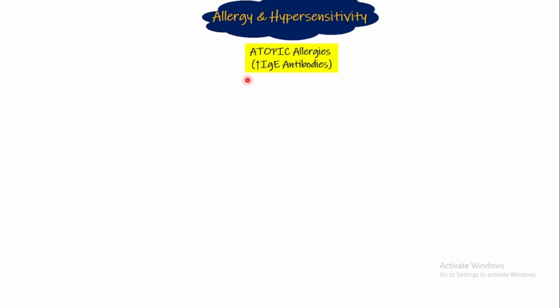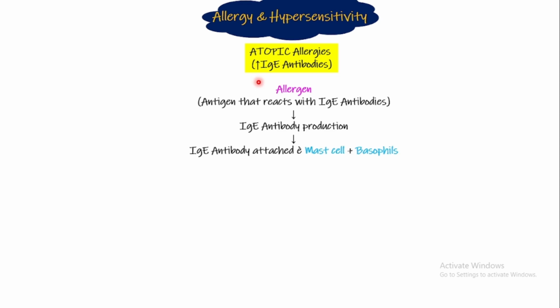Okay, so let's discuss first atopic allergies, the famous one, which include asthma, urticaria, hay fever, and anaphylaxis. What happens in atopic allergies is that whenever there is an allergen, now what exactly is an allergen? Any antigen which has the ability to cause allergy is known as an allergen. An antigen that reacts with immunoglobulin E antibodies is known as an allergen. So whenever the body is exposed to an allergen, there is production of IgE antibodies, immunoglobulin E antibodies.